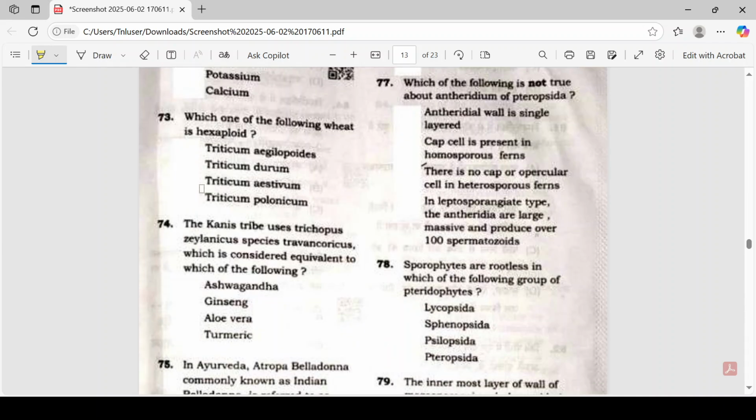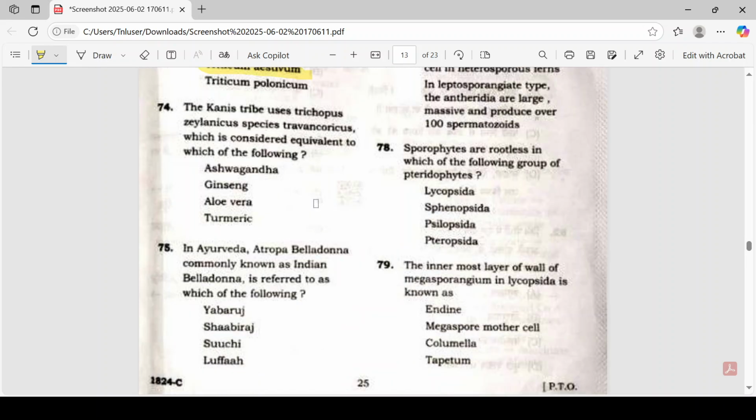Yeah, let's now proceed further. Which one of the following wheat is hexaploid? So the correct answer to this will be Triticum aestivum is hexaploid. Okay, 74. The Canis tribe used Trichopus zeylanicus species, which is considered equivalent to which of the following? So yeah, the correct answer to this will be ginseng.